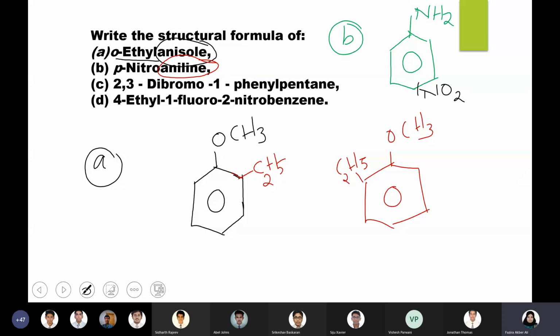Are you comfortable in using the ortho and meta para terminology now? Yes, ma'am. Okay. Now let's look into the third one.